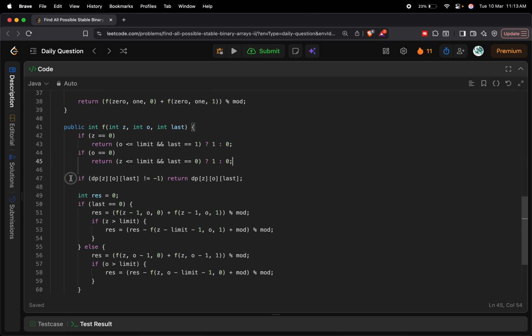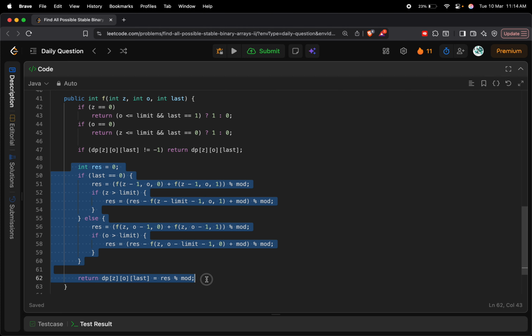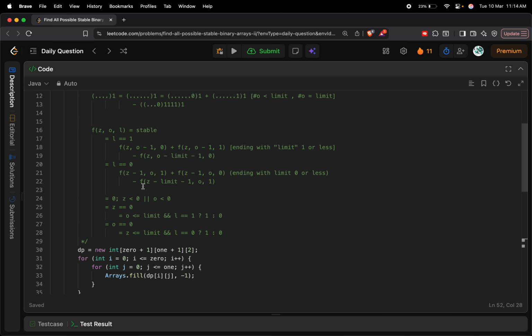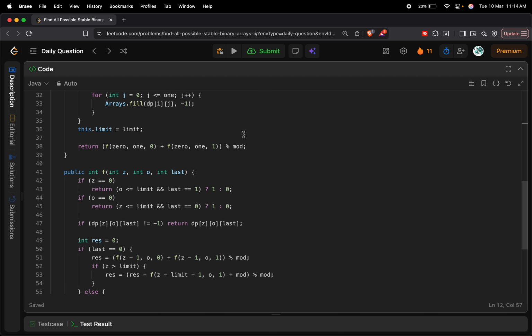If the answer to a particular state is already calculated, then we'll be returning the state, or else we'll go ahead and compute the answer. If the last position is 0, then the last but one position can be 0 or 1, and since we are freezing the last position with 0, the number of available zeros will be reduced by 1, right? There is also the possibility, as I mentioned, that this solution will contain the limit number of zeros at the end, which I have to subtract.